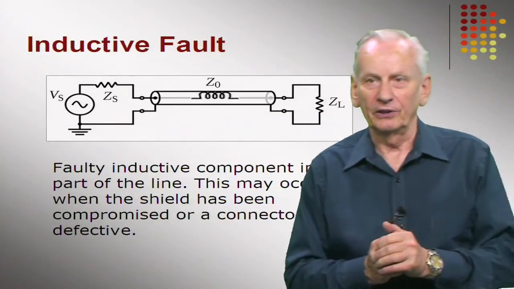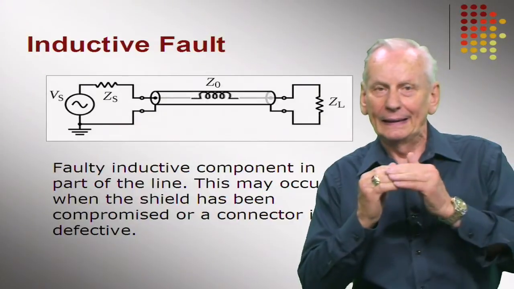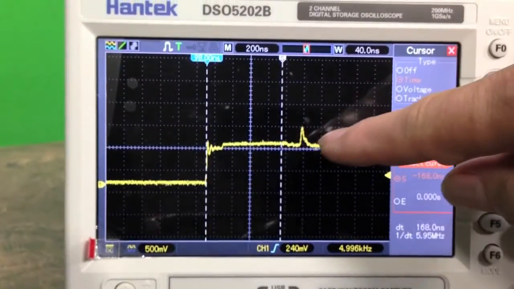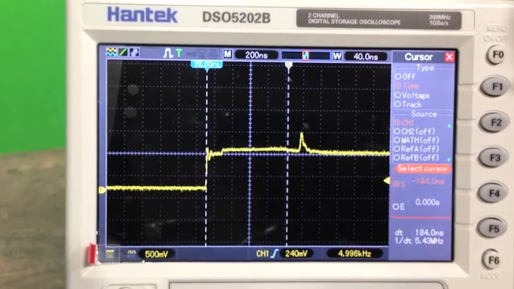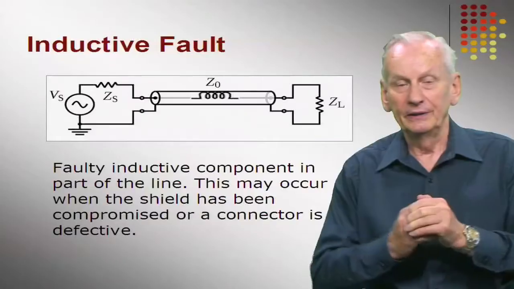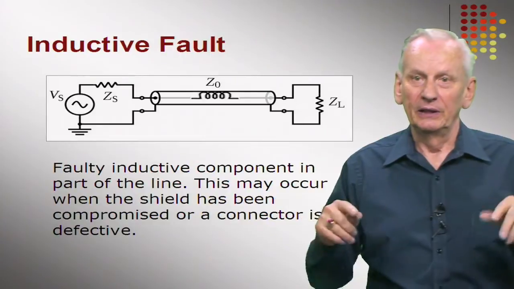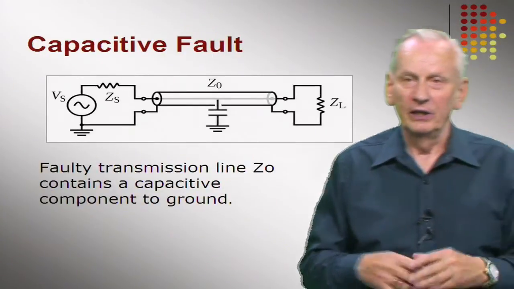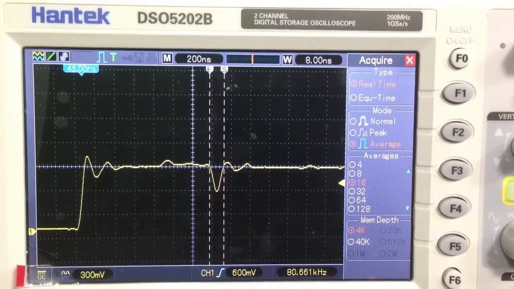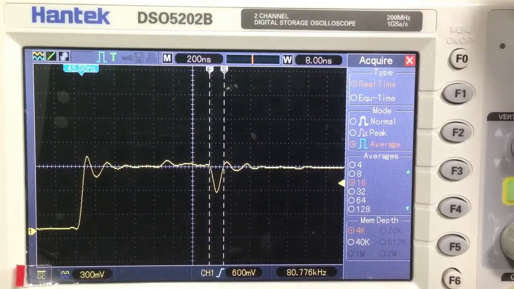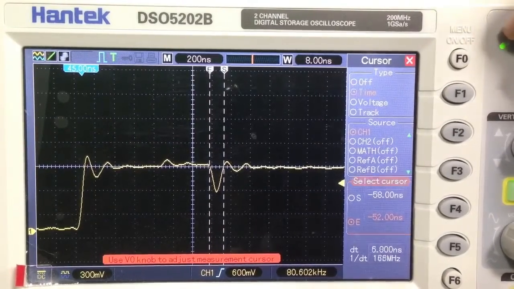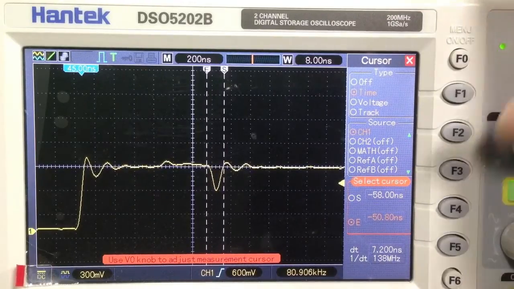Here's an inductor fault. An inductor fault is usually indicated by a momentary increase in impedance. This usually occurs because you have perhaps a broken shield or a bad connector. Next one is a capacitor fault. That's usually a momentary decrease in impedance and could be because of a pinched cable. So you find that little glitch, find out where the fault is, and you can fix it.